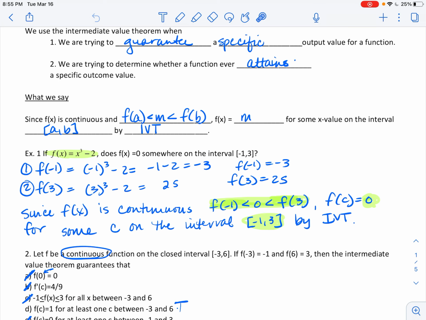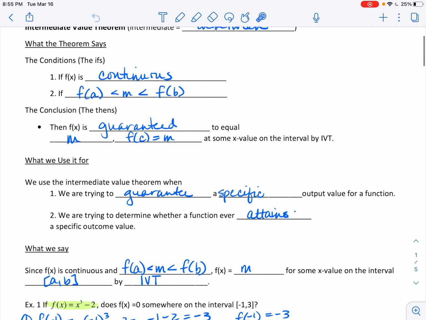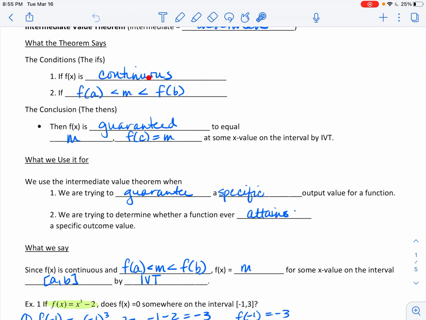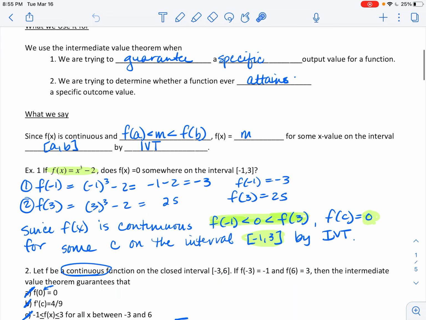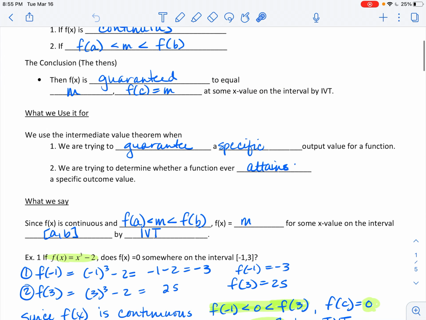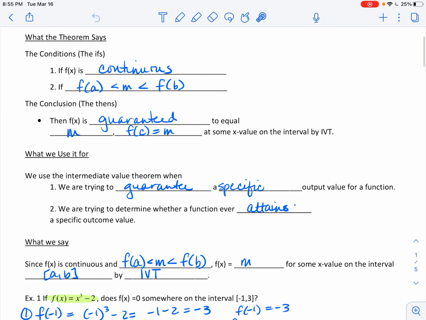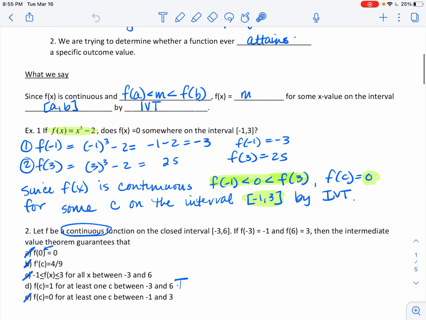Here's our first example. If f of x is equal to x cubed minus 2, does f of x equal 0 somewhere on the interval? Well, first thing, have we met the conditions? Is it continuous? Yes, it's continuous because this is just a polynomial function. The next thing, is m between f of a and f of b?